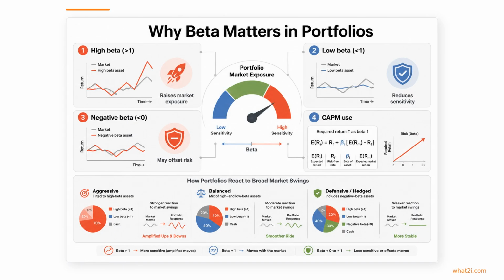In a portfolio, beta helps you think about how much broad market exposure you're really taking on. Adding high beta holdings can make the portfolio more reactive to market swings, while low beta holdings can help dial that sensitivity down. Negative beta assets can sometimes offset risk, and beta also plays a central role in models like CAPM when estimating required return.